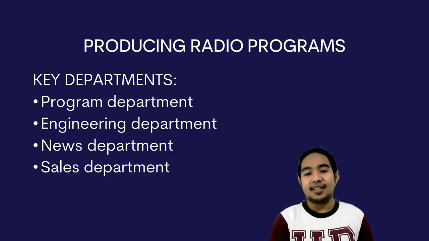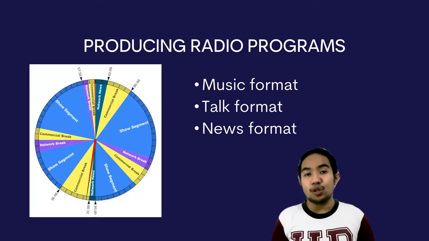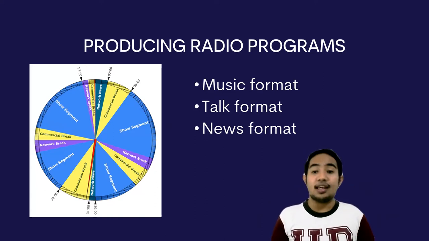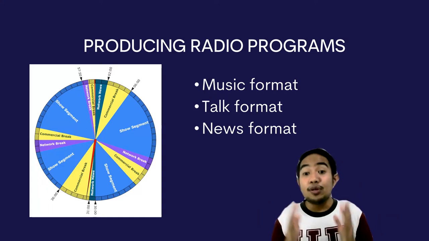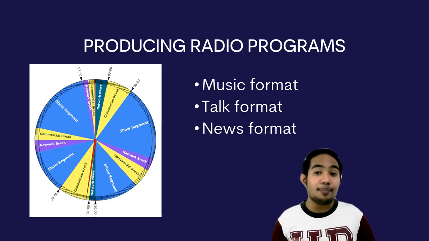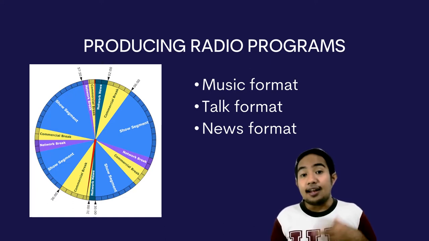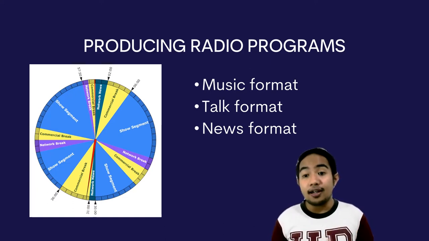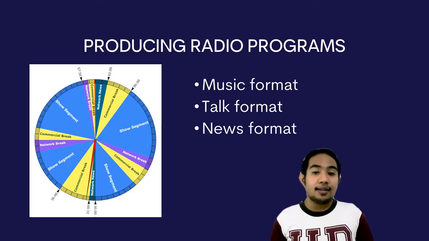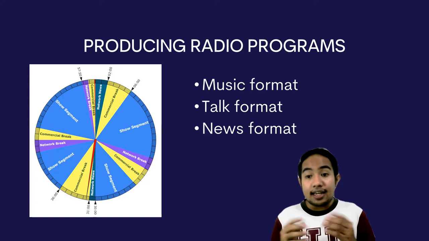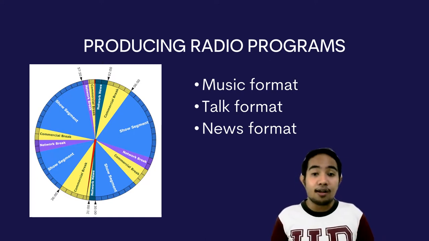So let us look at how a radio show is produced in three different formats, from music format to talk format to news format. So let's go first with the music format. In the music format, the radio station staff uses a broadcast clock that divides a program into segments of different program elements. The program usually lasts an hour, so it is more of an hourly clock or a program wheel. This is used to avoid dead air and to aid the staff in scheduling for the program.